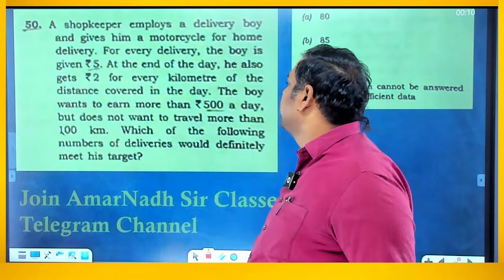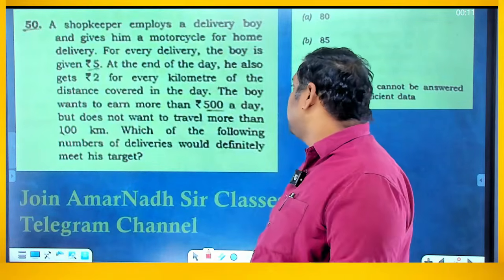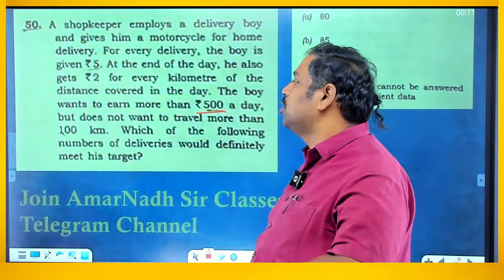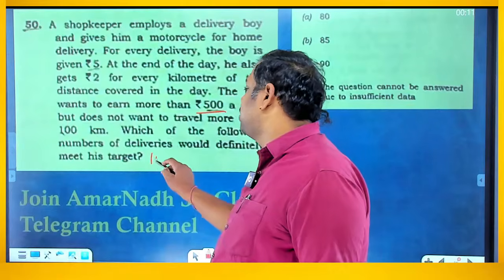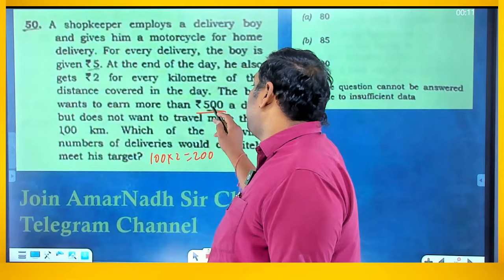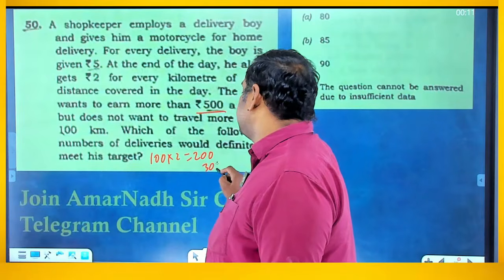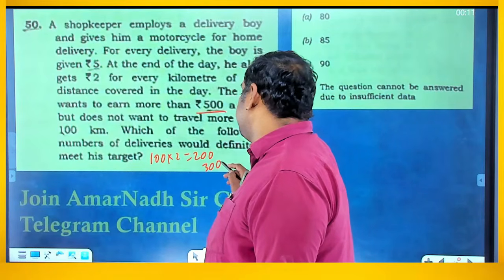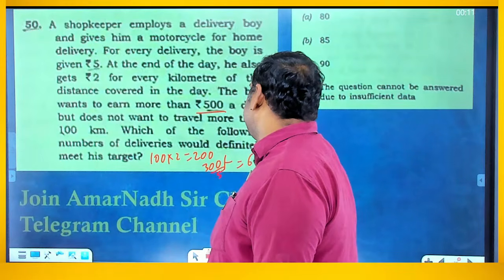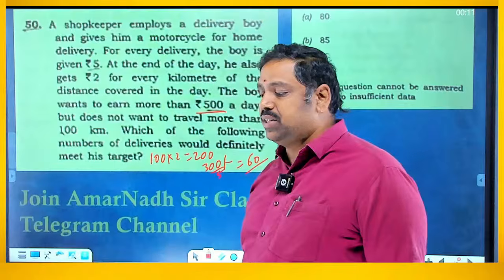The boy wants to earn more than 500 rupees, but does not want to travel more than 100 kilometers. Not more than 100 means up to 100 he can travel. 100 into 2 means 200 he can get. Out of 500, 200 he got, means 300 rupees he has to get from the deliveries. Each delivery is 5 rupees. To get 300 rupees, 300 by 5, 60 deliveries he has to make, right? 60 into 5 is 300 he will get.